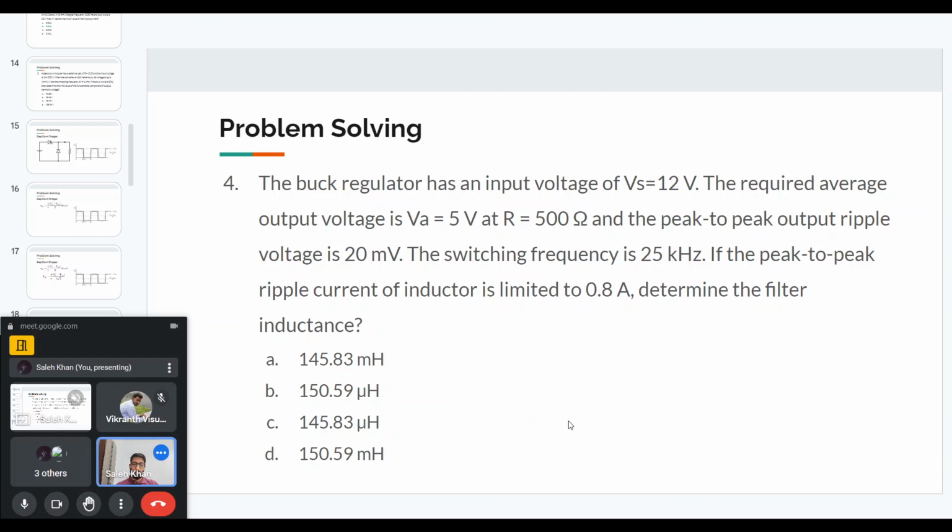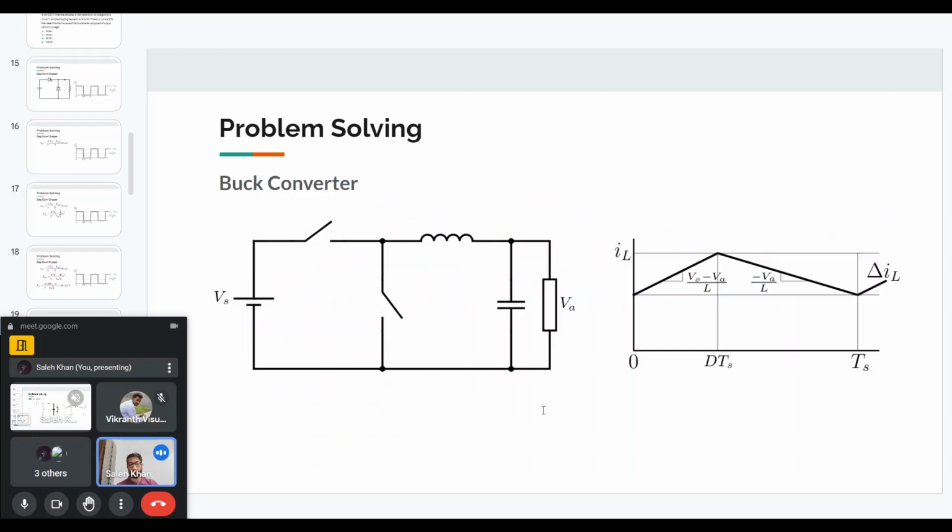So the question is asking that if the peak to peak ripple current of the inductor is limited to 0.8 amperes, determine the filter inductance. And the options you can see are in millihenries or microhenries. So you can see that the millihenry option is 1,000 times more than the microhenry option. So if you do the question well, you can eliminate some options from there itself.